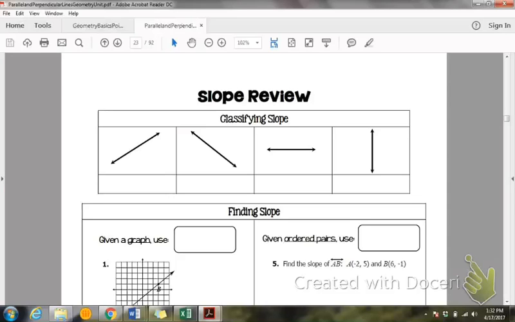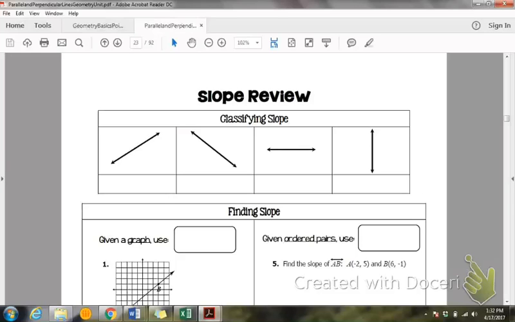Okay, so you all have a packet that says Unit 2 on it. Unit 2 is about the slope of lines. We're going to talk about parallel lines. So we need to do a refresher from algebra. So today's lesson should be an algebra refresher, all right? This should look familiar to you, hopefully, okay?